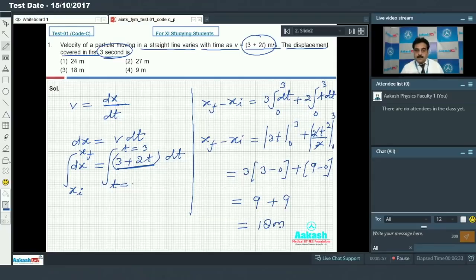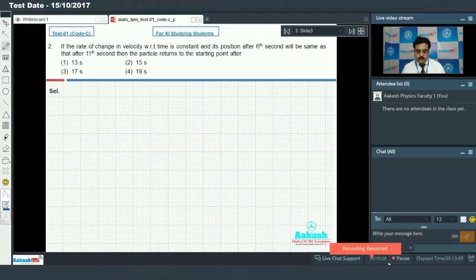But the question demands the displacement. By the definition, you know that the change in position, final position minus initial position, gives us displacement. So we can write here displacement is 18 meters. So my option number 3 will be correct. Okay. Now let's move on to question number 2.